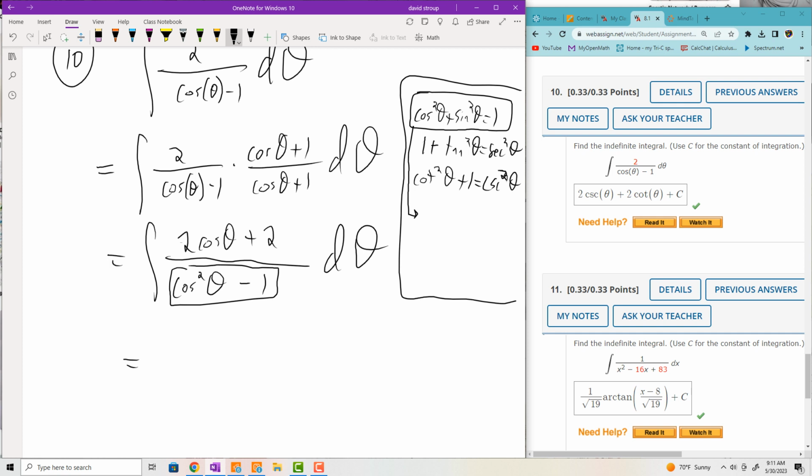So if I solve for cosine squared minus 1, if you just subtract 1 from both sides, and then subtract sine squared from both sides, so I'm going to move the 1 over here and then move the sine squared over there, I'll have cosine squared minus 1 equals negative sine squared. And so I can replace the thing in the box with negative sine squared.